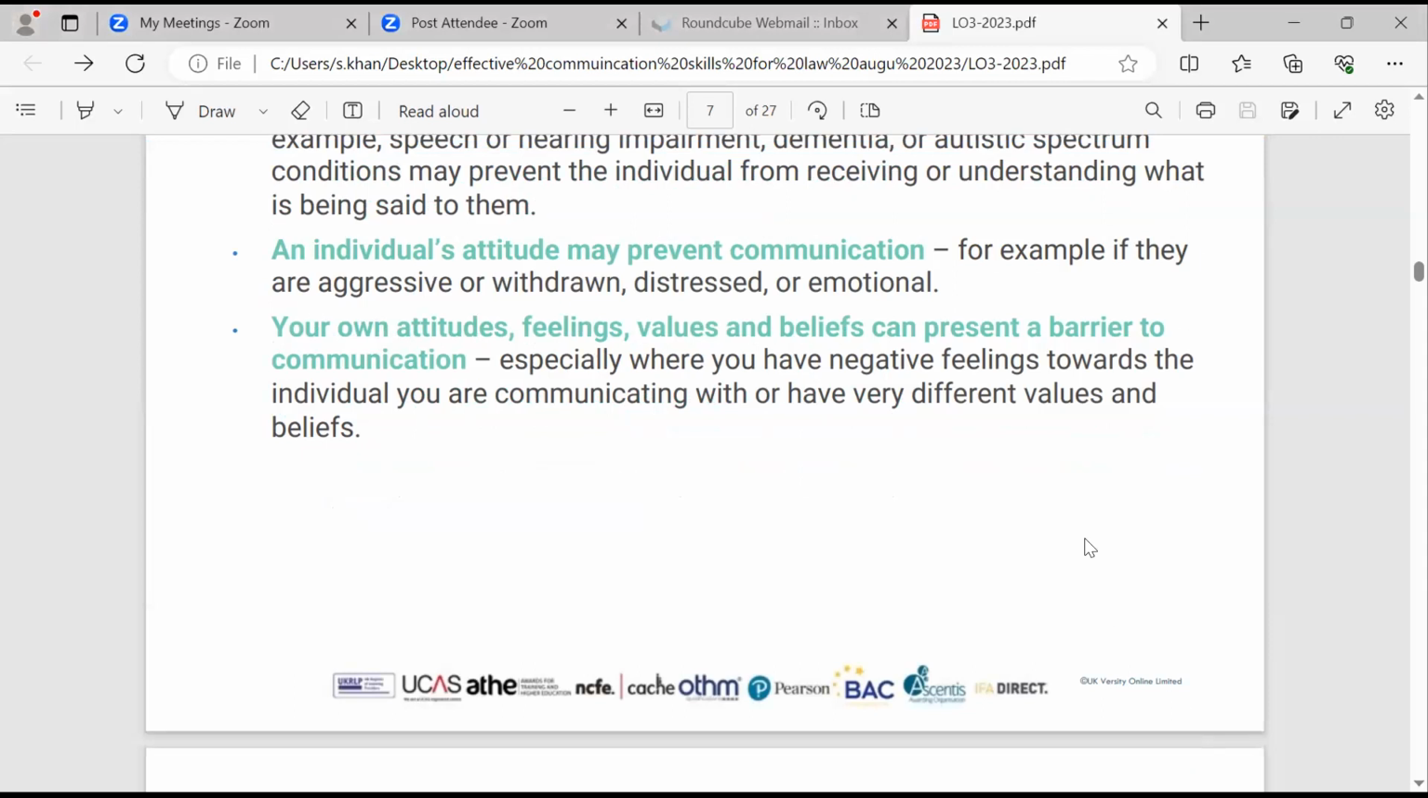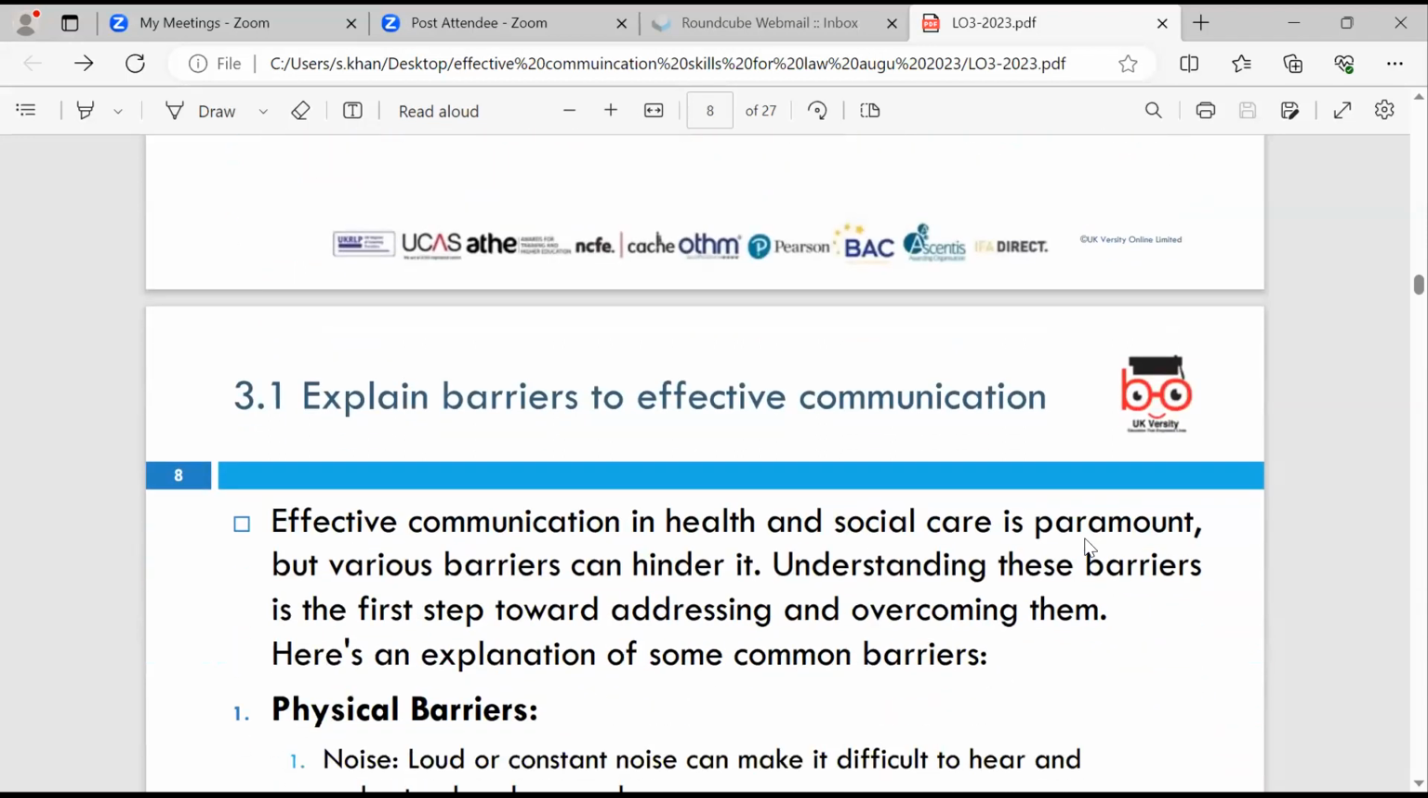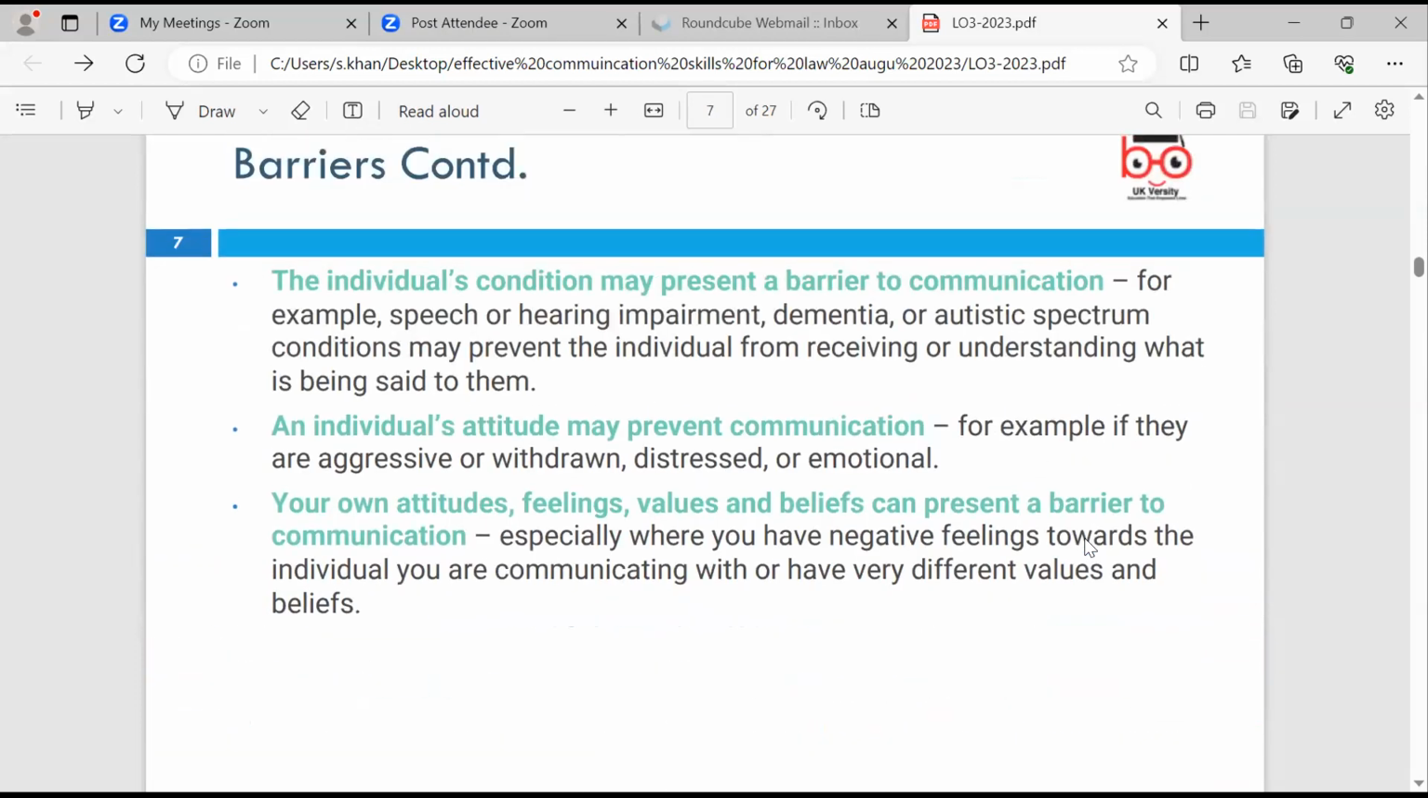Your own attitudes, feelings, values, and beliefs can present a barrier to communication, especially where you have negative feelings towards the individual you're communicating with or have very different values and beliefs. That should not be a reason for you not to treat an individual. You shouldn't bring your own feelings and beliefs into work, should you really?